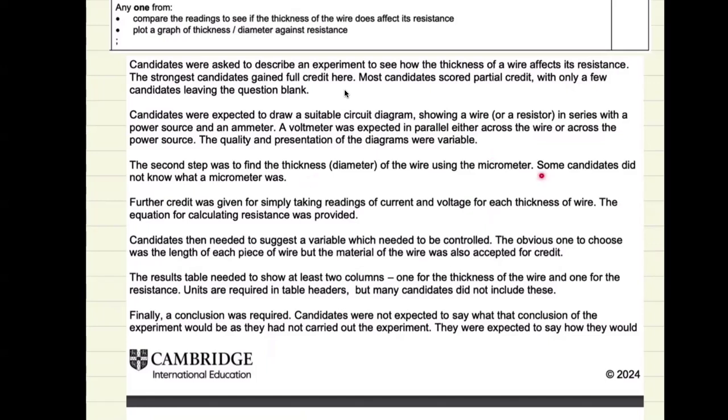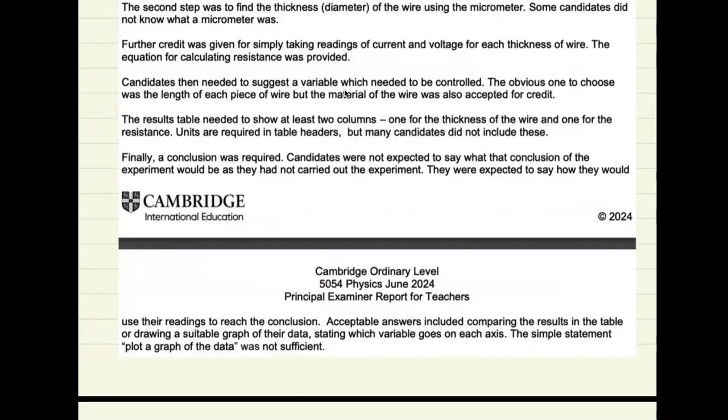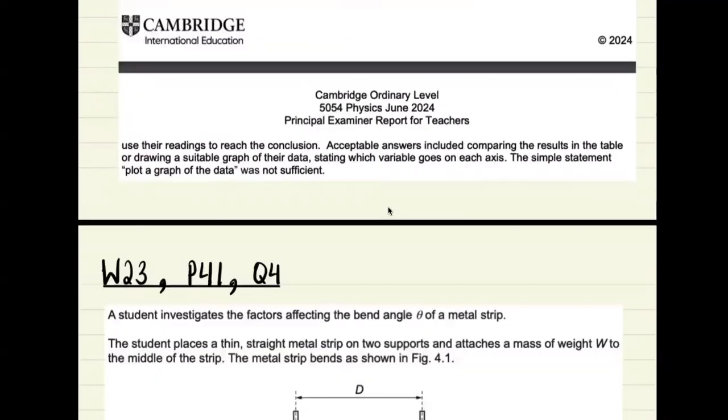Second step was to find thickness. Further credit was given simply for taking readings of current and voltage, which is very obvious. The equation for calculating resistance was provided already, so you don't need to talk about that. Then the control variable, so the length of each piece of wire, but also the material of the wire was accepted. Results needed to show at least 2 columns, right? So units are mandatory, and with the conclusion, this is how you end it, right? So just saying plot a graph of the data, a very generic statement, is not sufficient. So that's the questions that we have for this.